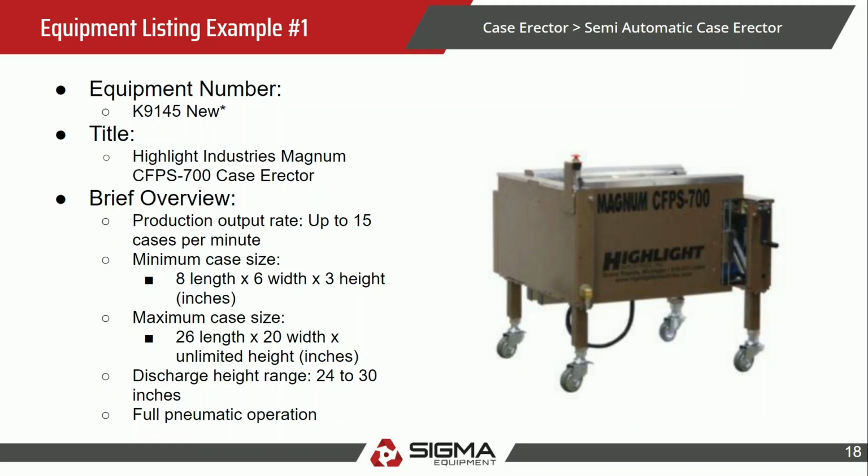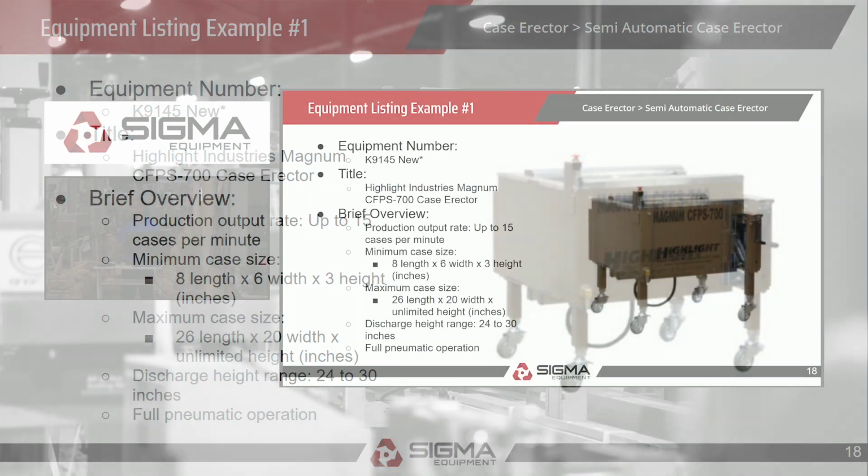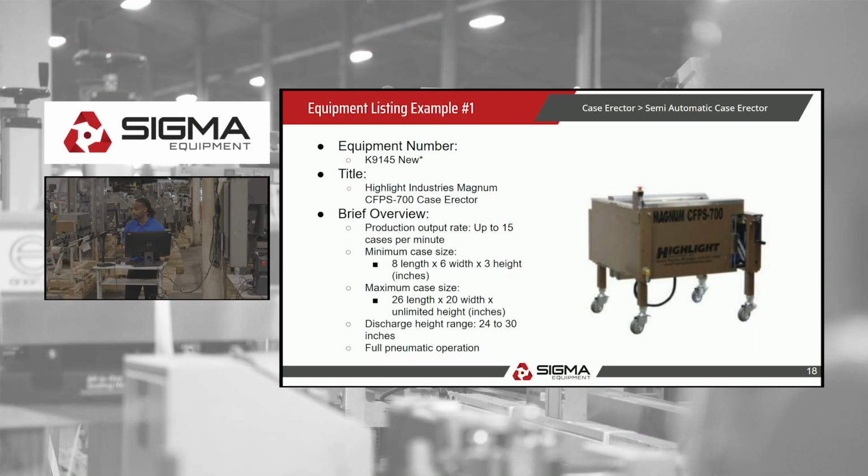For our equipment listing, we have K9145. This is a new Highlight Industries Magnum case erector. This can do up to 15 cases per minute. This does have minimum and maximum case sizes, so just be aware of what your customer's case size is to make sure this is the correct unit.